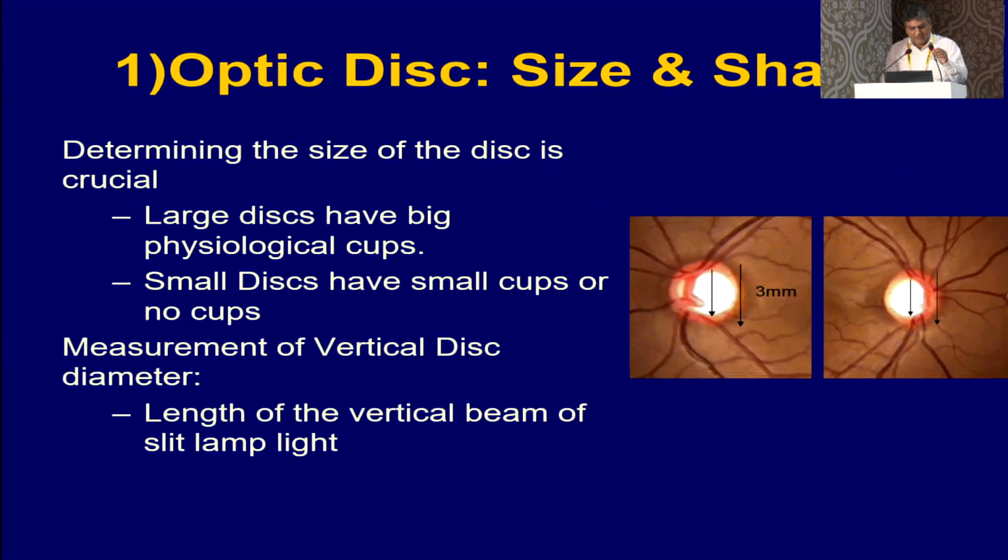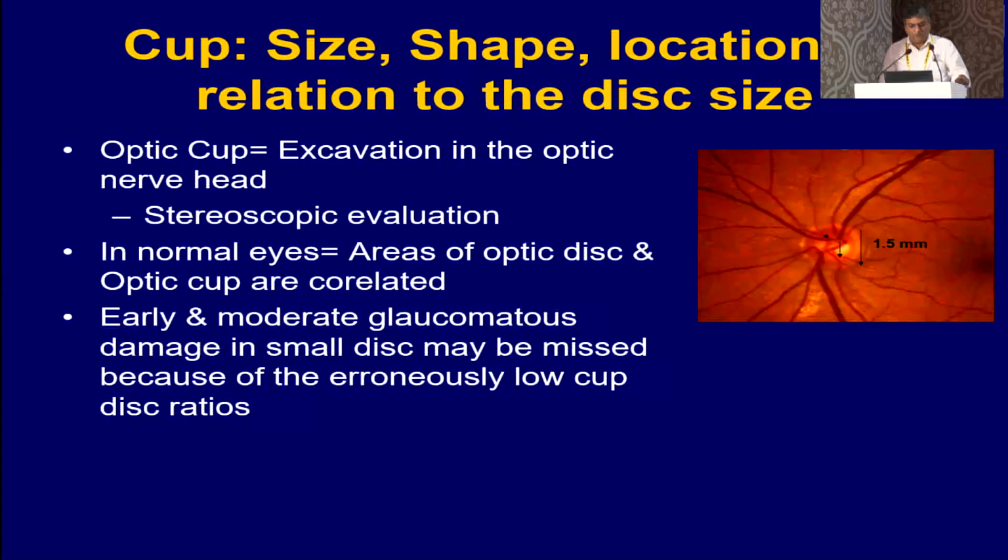So most important is the size and shape of the optic disc. As we all know, the optic disc is vertically oval and around 1500 microns in size. But there are large physiological optic discs, and a large physiological optic disc will have large cups. So every large cup is not a glaucomatous cup, and every small cup is not a non-glaucomatous cup. We can measure the vertical disc diameter with the length of the vertical beam of the slit lamp light also.